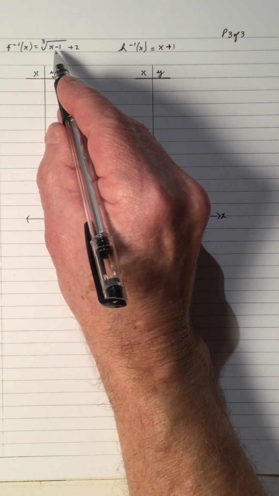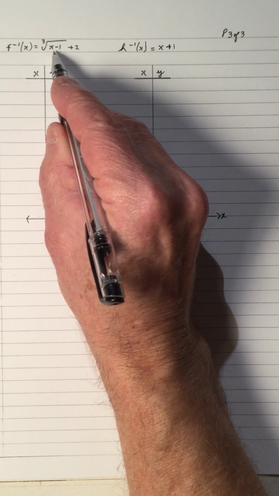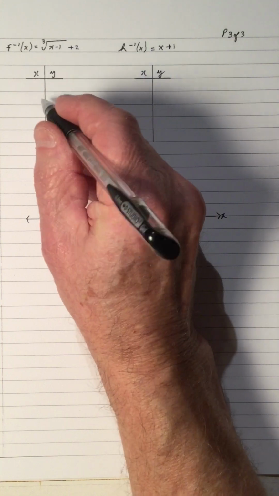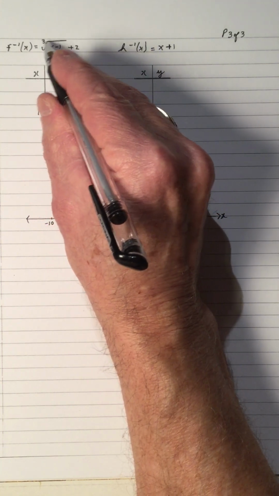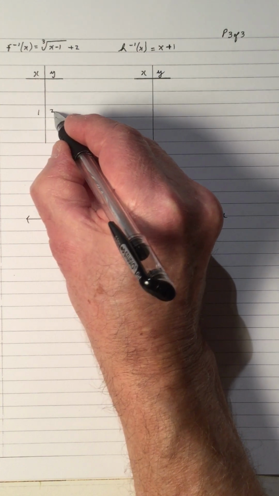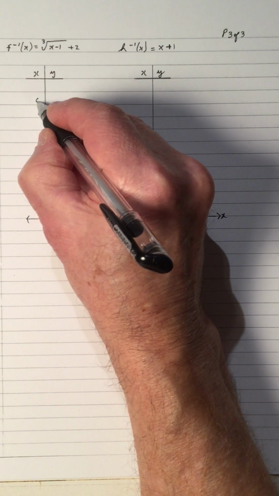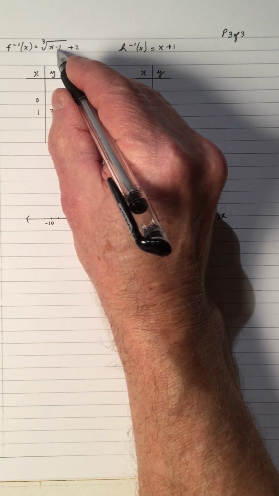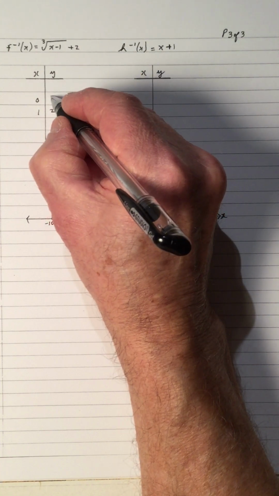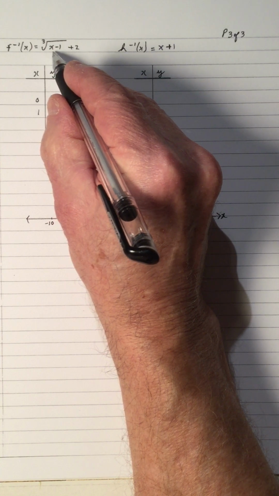So what I do when I do these roots, I like to put in what gives me a 0 underneath this root. So I'm going to put a 1 in. If you put a 1 in, you get a 0. The cube root of 0 is 0, so I get a 2. Now I need a cube root, so I need to put a 0 in the place of x. The cube root of negative 1 is negative 1. Negative 1 plus 2 is 1. Now I need to put a 2 in.